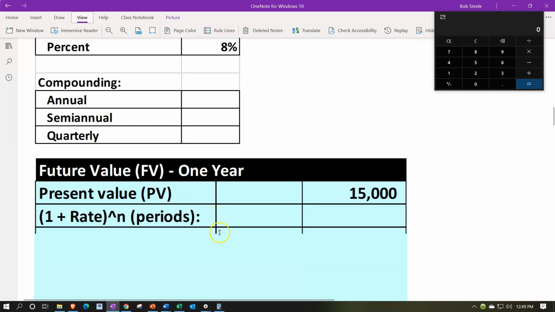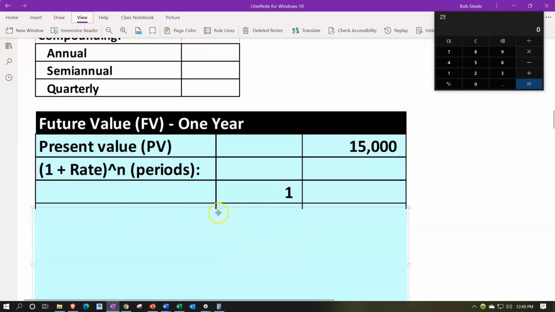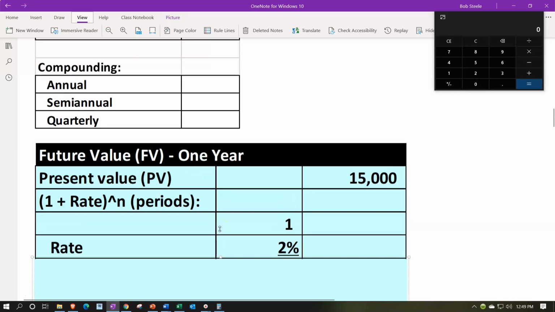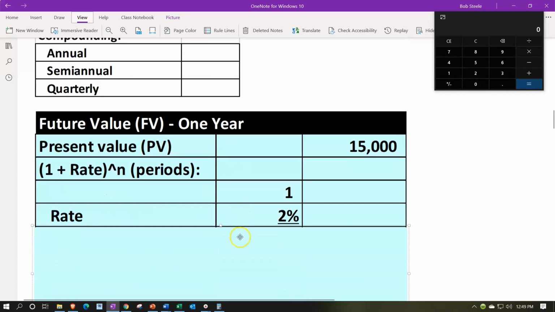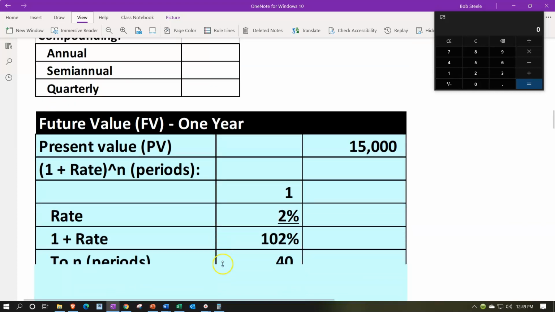So we got the 15,000, same thing there. Then we got the 1 plus, now the rate is now 2%, because we had the 8% for a yearly rate. If we're given the yearly rate, but the compounding is happening quarterly, I need the rate per quarter, per 1/4 of a year, per every 3 months, in other words, which would be the 8% divided by 4, or 2%. That would give us the 102.